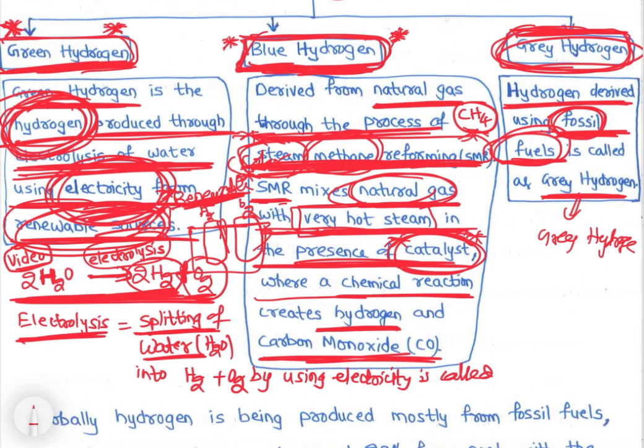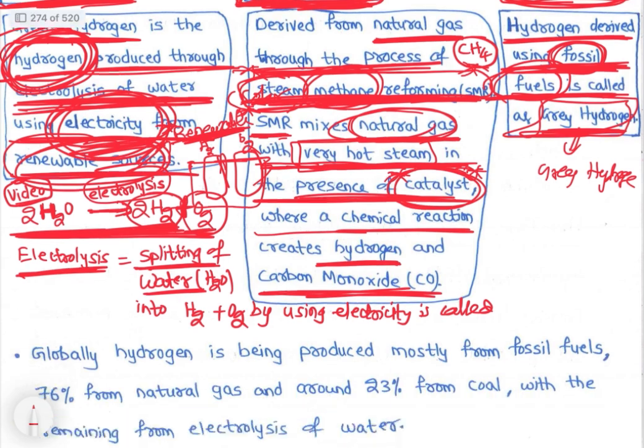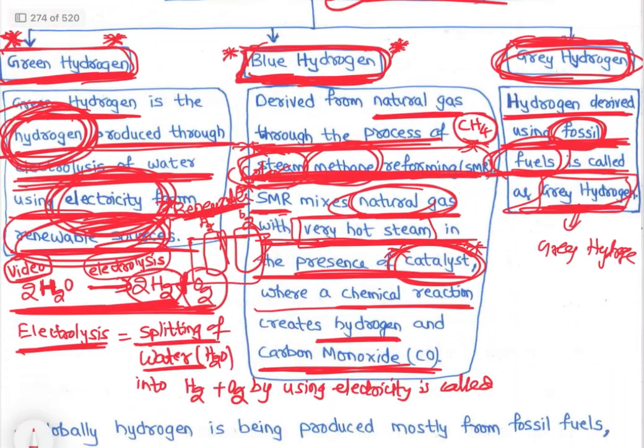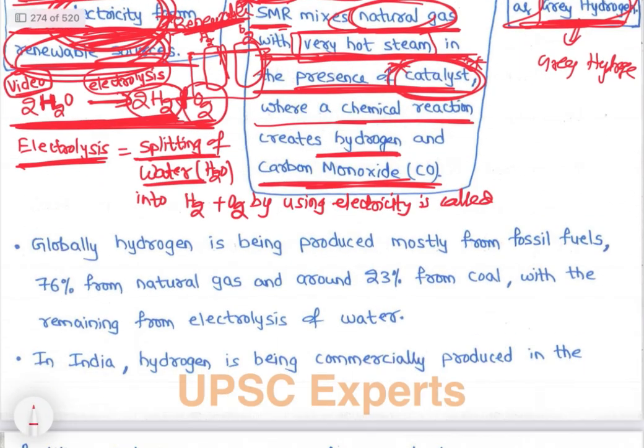Mostly, hydrogen derived using fossil fuels is called gray hydrogen, whether we are using coal or natural gas. If we leak CO2 from natural gas, that would be gray hydrogen. So these are the types of hydrogen we need to remember. Now we have understood. Now let's see other things.